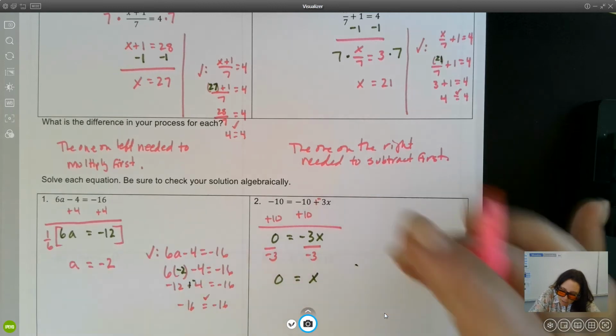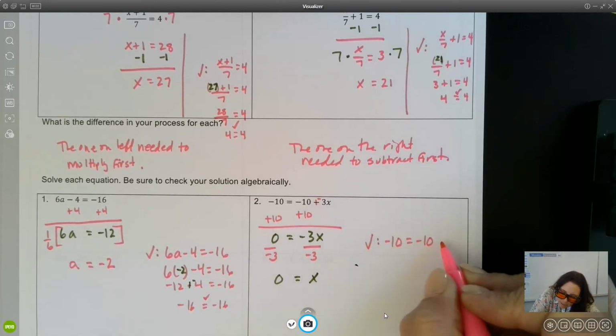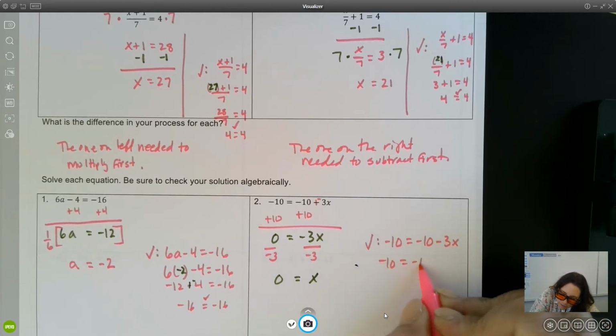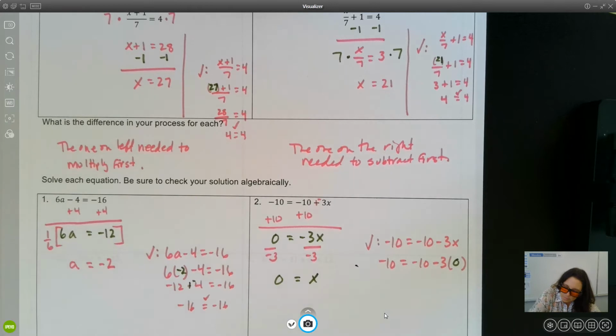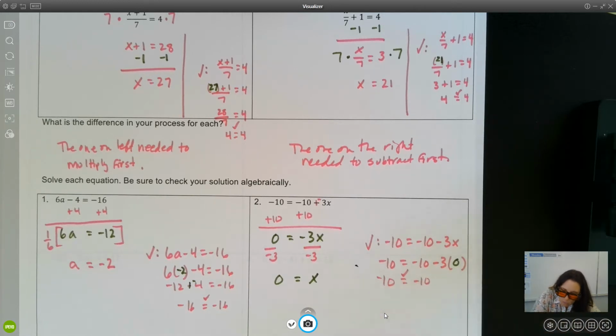Okay, let's do the check for this one. Negative 10 equal negative 10 minus 3x. Negative 10 equal negative 10 minus 3 parentheses. 0 goes in. Negative 10 equal negative 10 minus 0. Negative 10 equal negative 10.